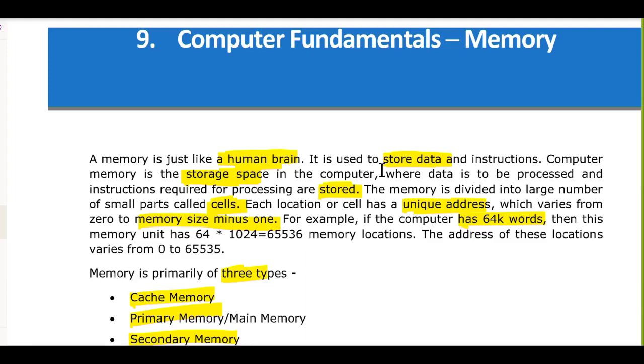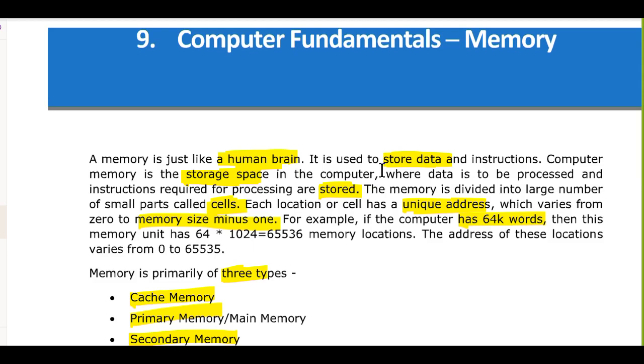So we discussed the memory as part of computer fundamentals or computer units that you find in a computer. Memory is now where we discuss the three categories of memory. But before we go there, we say that a memory is like a human brain. It is used to store data and instructions. Computer's memory is the storage space in the computer where data is to be processed and the instructions required for processing are also stored in the computer.